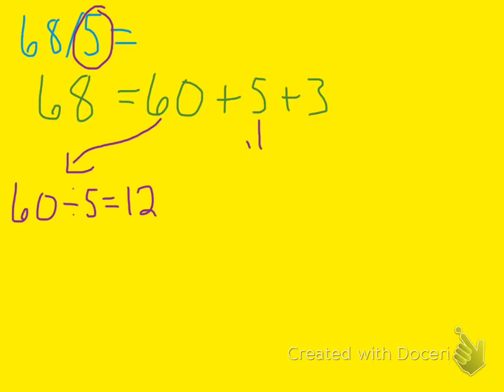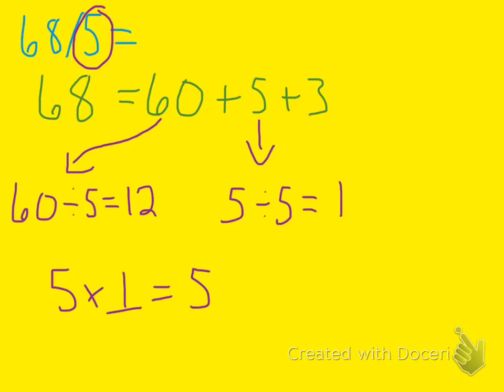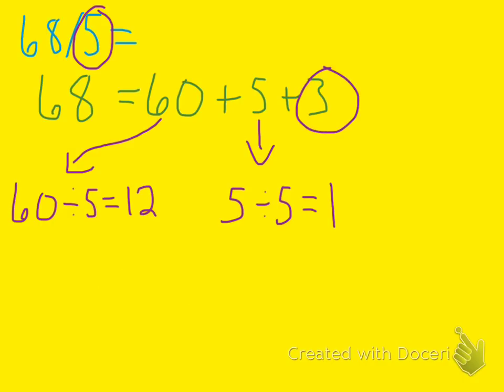Okay, my next step, I'm going to do 5 divided by 5. So if I turn that into a multiplication sentence, 5 times what equals 5? I know that 5 times 1 equals 5. Therefore, 5 divided by 5 equals 1. Now, if I look at my little 3 over here, I know that 5 cannot go into 3. So 3 becomes my remainder. That means what's left over.